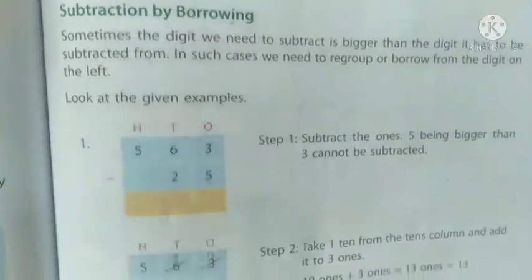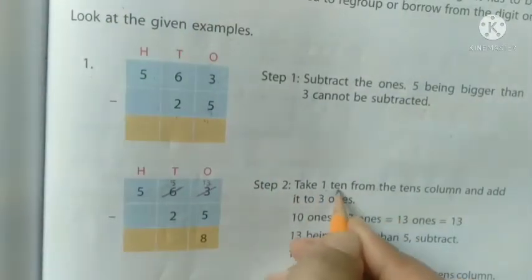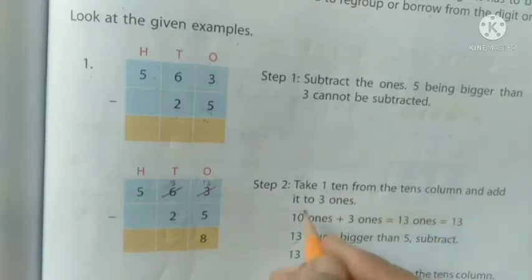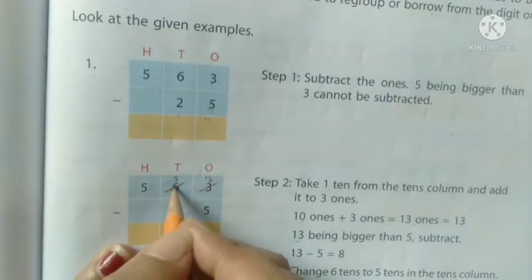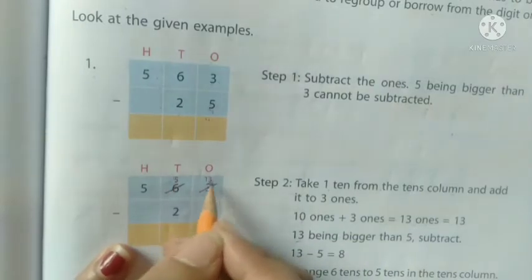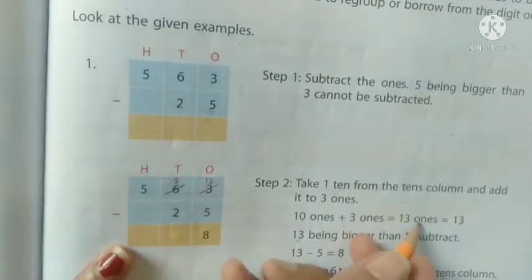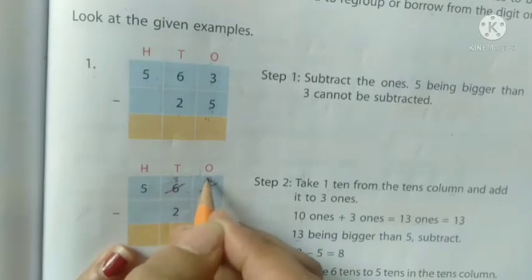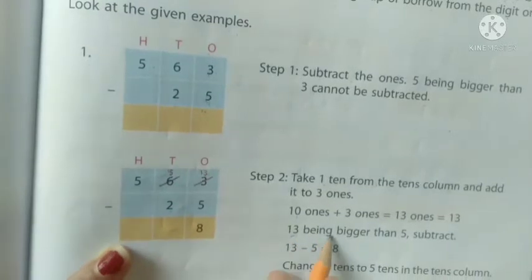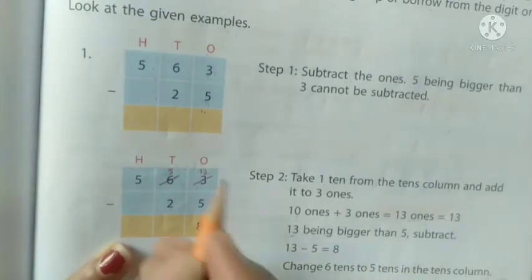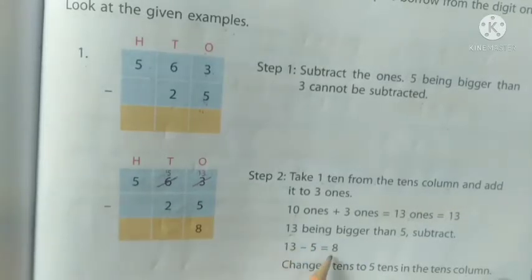Okay, so what do we have to do now? Step 2, take 10 from the tens column and add it to 3 ones. So 10 ones plus 3 ones, how many? 13 ones. We will cut 3 and write here 13. Then 13 is bigger than 5, so we can subtract. So 13 minus 5, 8 will remain.